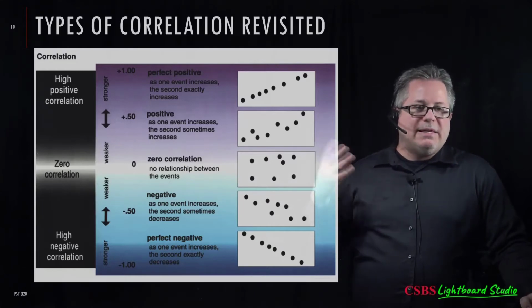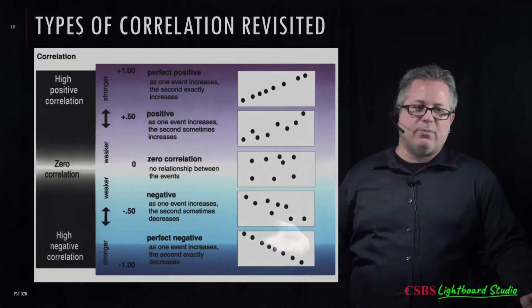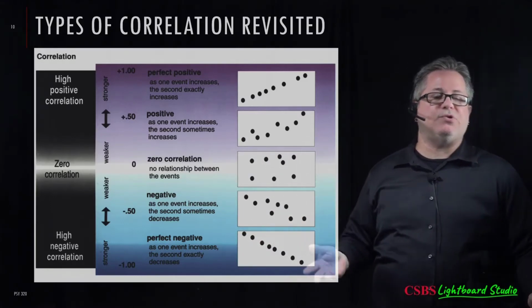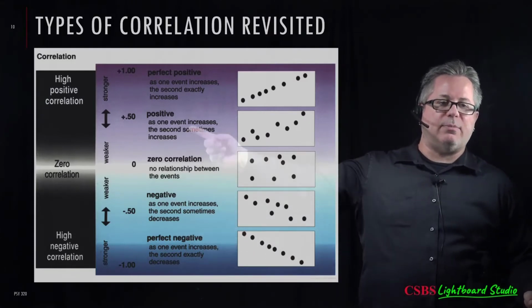But one thing to keep in mind is a negative 0.5 and a positive 0.5 both indicate that the variables are equally related. A negative 0.5 and a positive 0.5 tell you that the variables are equally related. It's just that the negative is in the opposite direction as the positive.